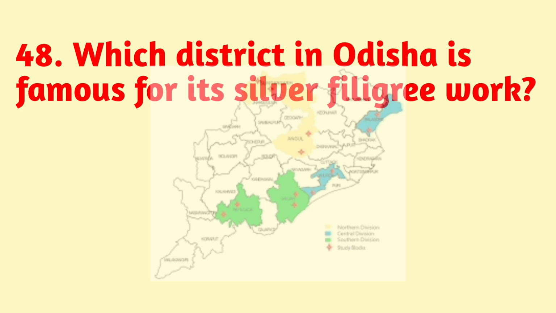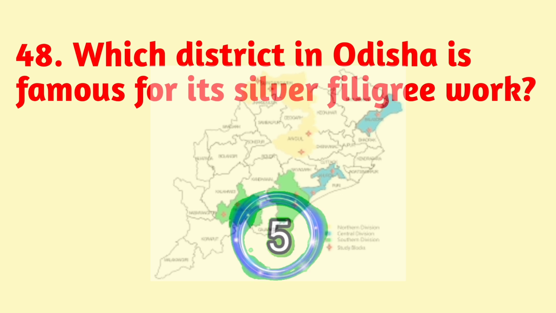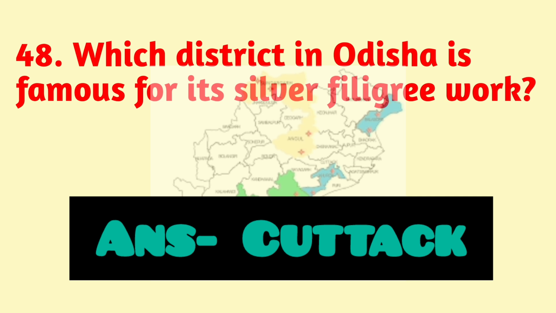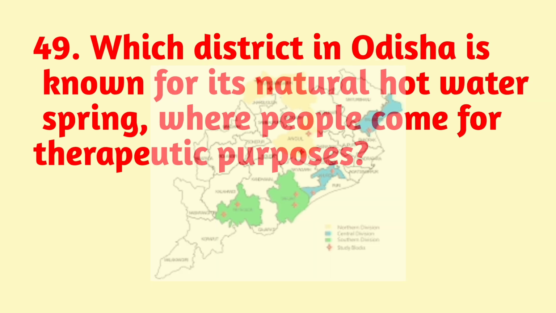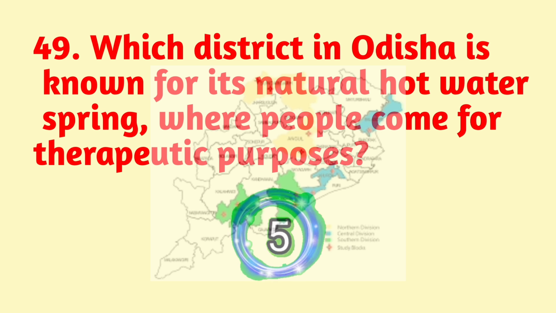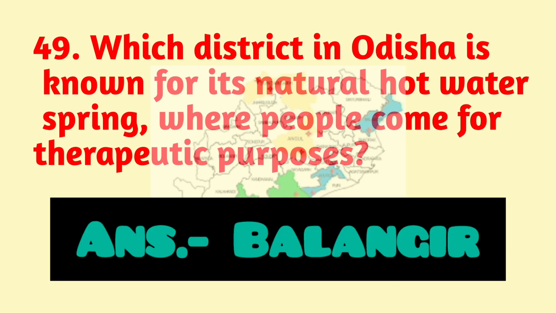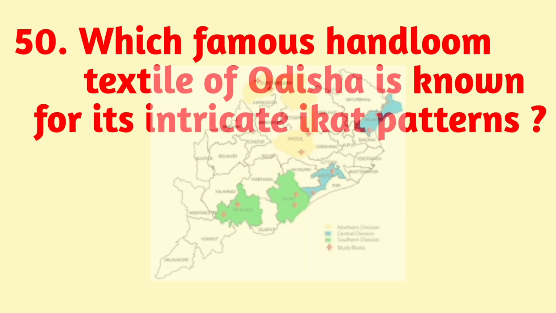Question number 48. Which district in Odisha is famous for its silver filigree work? The answer is Cuttack. Question number 49. Which district in Odisha is known for its natural hot water spring where people come for therapeutic purposes? The answer is Balangir.